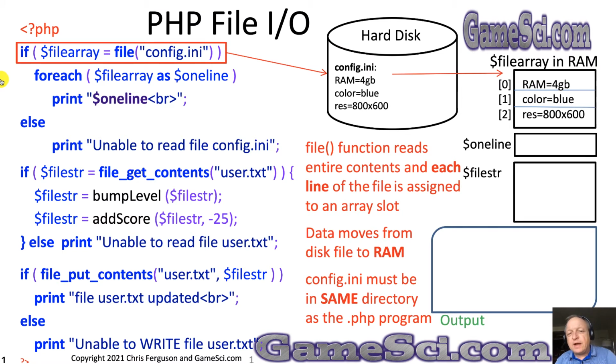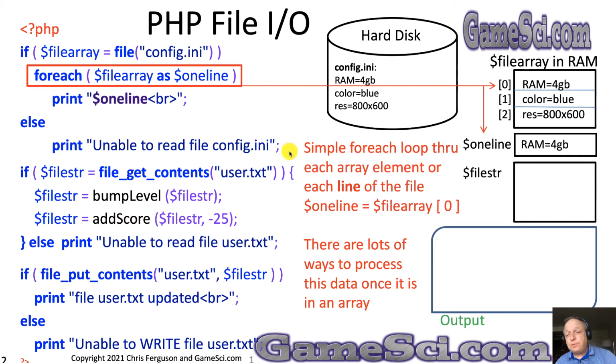This is the PHP file function. It reads the entire contents, and each line of the file is assigned to an array slot. Data moves from the disk file, here, into RAM memory into an array. This config.ini file must be in the same directory as the PHP program. I don't do any file path in front of here, so it's got to be in the same directory as my PHP program. But what we just did there is we swallowed the entire file from the disk drive and put it directly into an array in RAM memory.